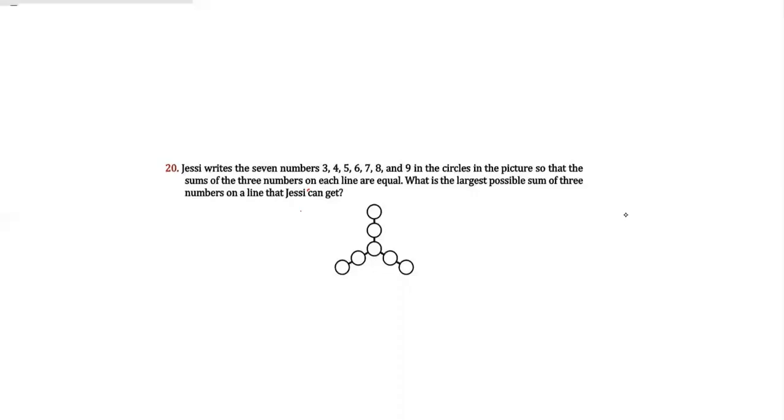Now let's do question number 20. Jesse writes the 7 numbers 3, 4, 5, 6, 7, 8, 9 in the circles so that the sums of the 3 numbers on each line are equal. What is the largest possible sum of three numbers on a line that Jessie can get?